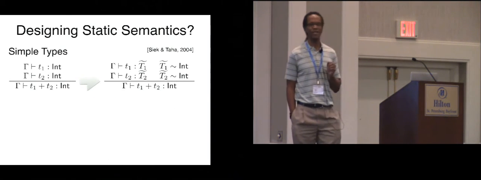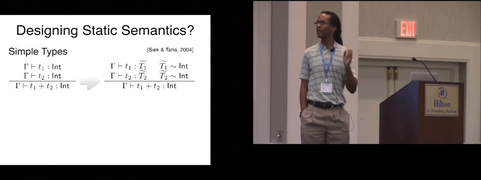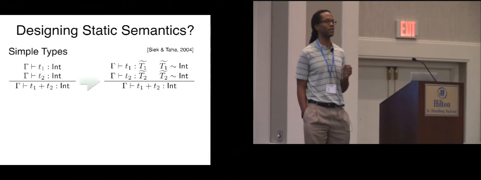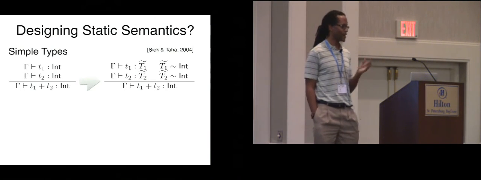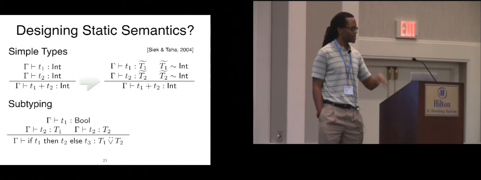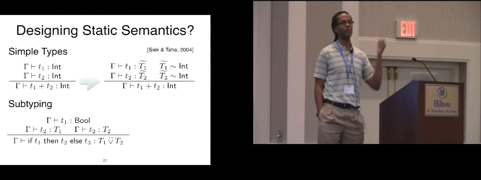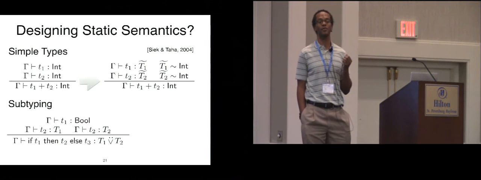I just told you this idea that if you have a language with type equality, you can lift it to a gradual consistency, and that gives you a type system. But as your typing discipline becomes more sophisticated, things become not so straightforward.